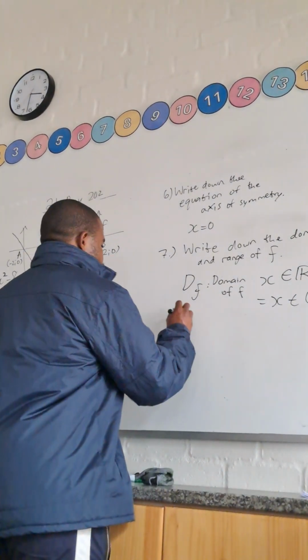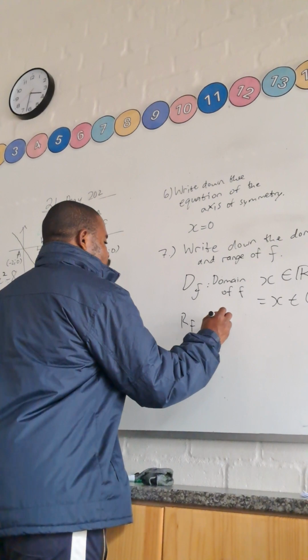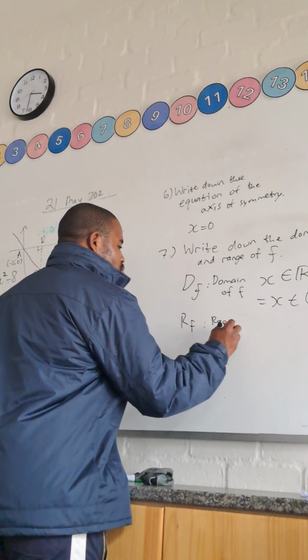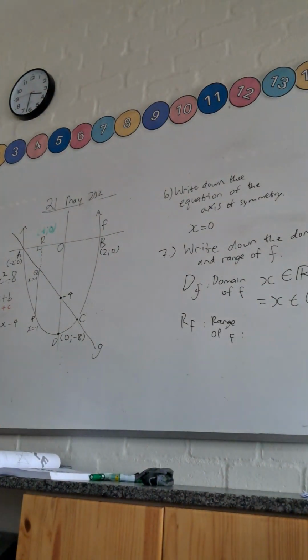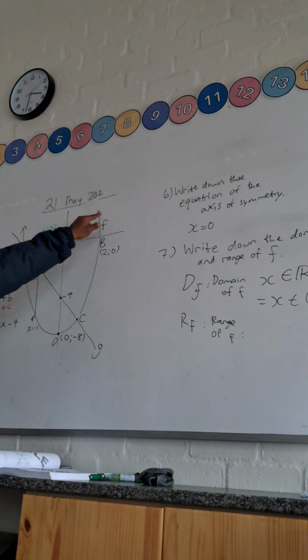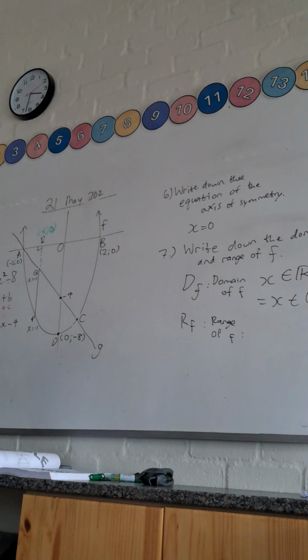What about the range of F? You look from the smallest y value to the largest. Look at the graph from the bottom to the top. How do you work out the range? From bottom to the top. It goes from -8 but doesn't stop. So -8 to infinity.